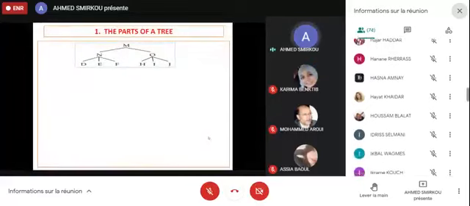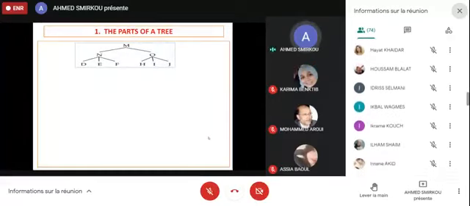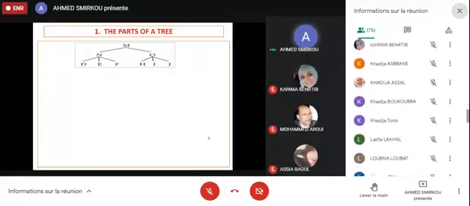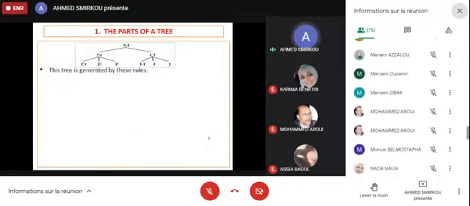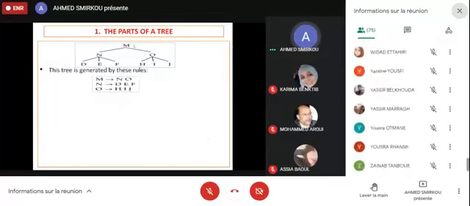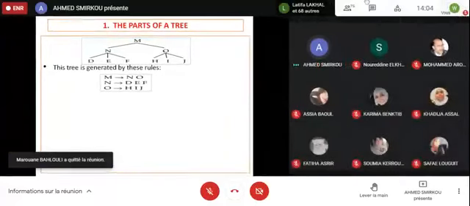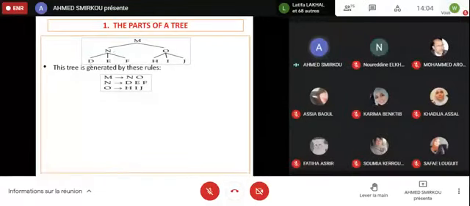Consider this tree, with nodes M, N, O, D, E, F, H, I, J. This tree is generated by this: M consists of N and O. N consists of D, E, and F. O consists of H, I, and J.